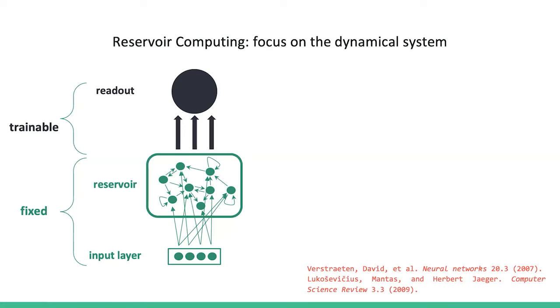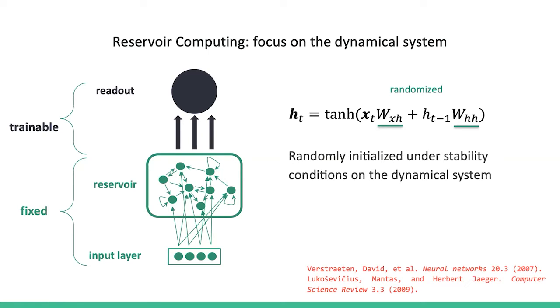So in practice, similarly to what I said in the previous part of the tutorial on deep randomized neural networks, when we look at the equation computed by the reservoir, it's this one. We have a number of parameters here, these two matrices. Instead of applying learning to these two matrices, we use randomized weights. We initialize these weight matrices randomly, but under stability conditions of the dynamical system.